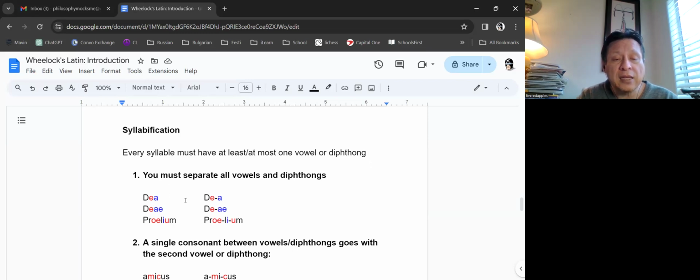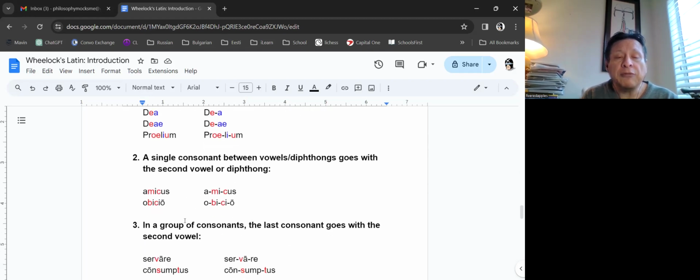So dea is separated like this, de-a, and that'll help you pronounce it. This one has the de, the e, and then the diphthong, so it's dei. Remember, the AE is pronounced like aisle. We have the diphthong, and then the I and the U next to it, so we have to separate the I and the U. Proi, the OE is oi, like in oil. Proi-li, and then proilium.